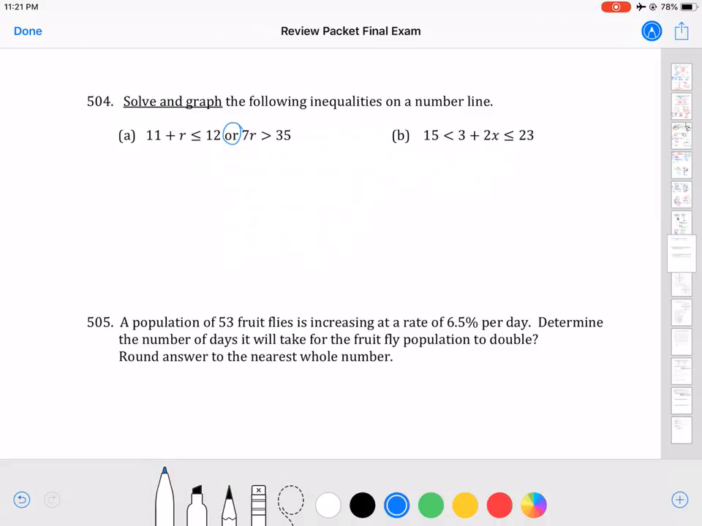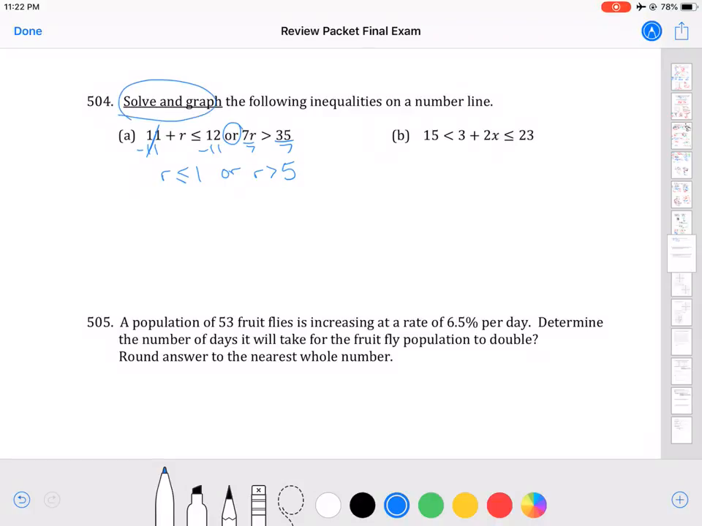So for 11 plus r is less than or equal to 12, I'm going to get rid of that positive 11 by subtracting 11 from both sides so that those 11s cancel. And I get r is, make sure you know these symbols, that is a less than or equal to, and 12 minus 11 is 1. The word or comes down for now, and I'm going to solve the other one. So 7 and r are being multiplied. I'm going to divide both sides by 7, and I end up with r is greater than 5.